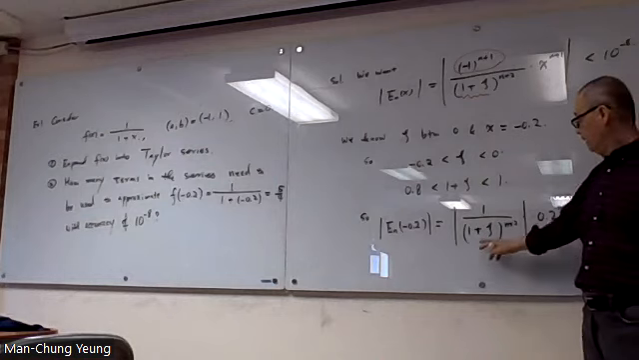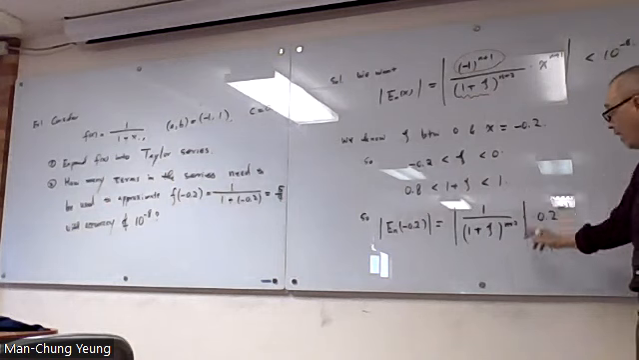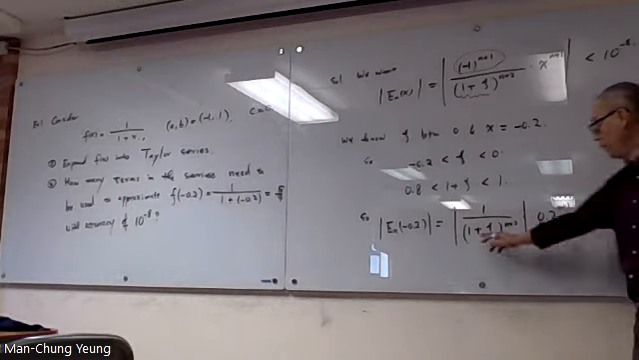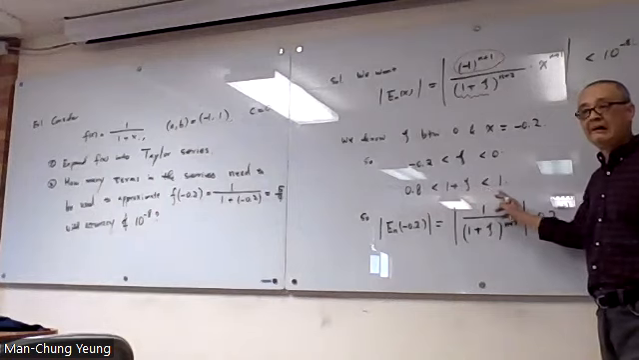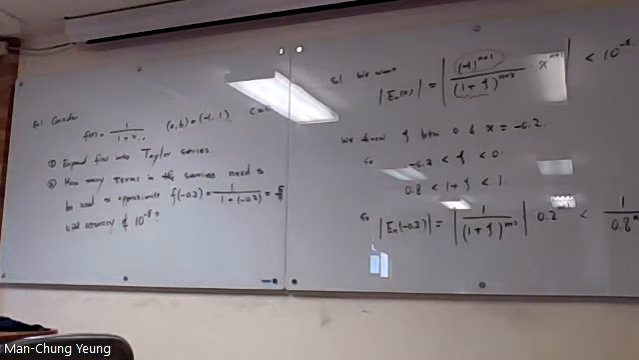Now the denominator is greater than 0.8 and less than 1. So the error is less than 1 over 0.8 times 0.2 to the n plus 2. This is a key step here. 1 plus sine is between 0.8 and 1, so 1 over it is less than that, and the error is less than this number.